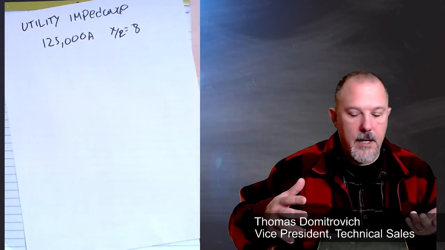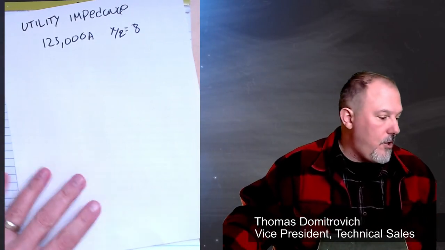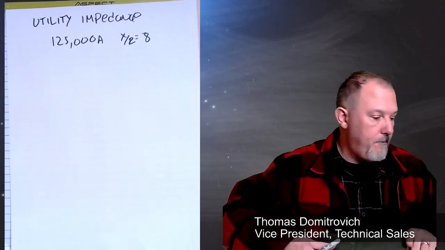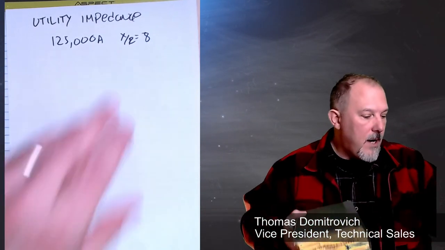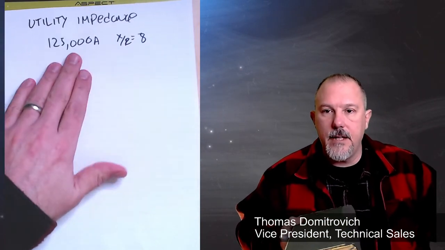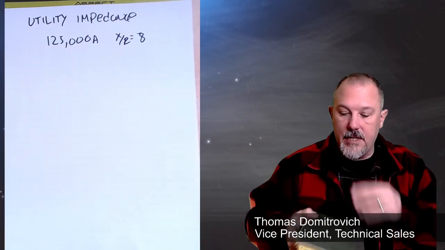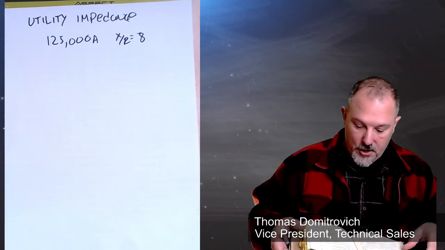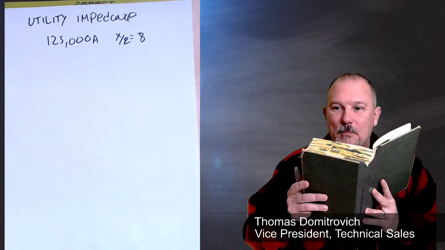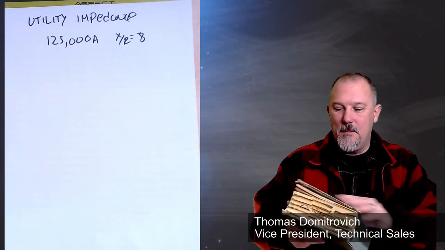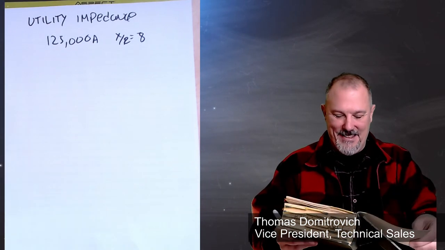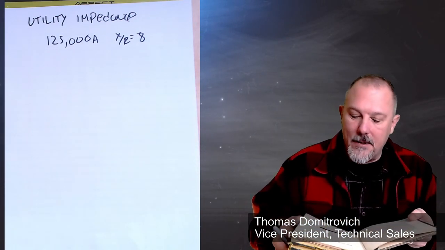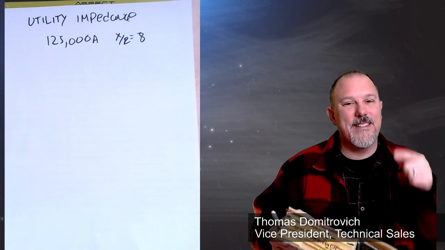What is nice about using SKM is you can very easily change numbers and run them. Now, I'm starting with an X to R of 8 and 125,000, making an assumption that's what the utility gave me. And what I'm going to use is an equation out of my Beeman handbook from 1955, first edition, Industrial Power Systems Handbook. Donald Beeman was the editor.